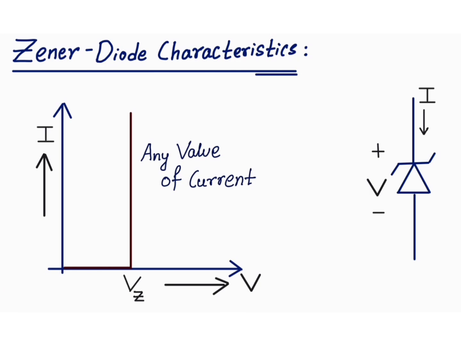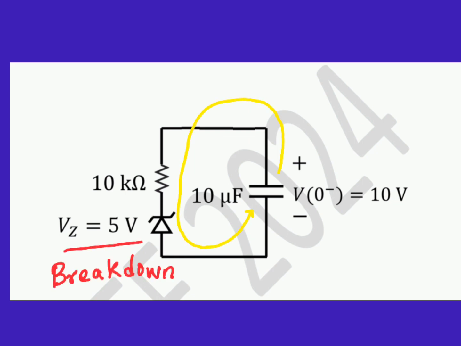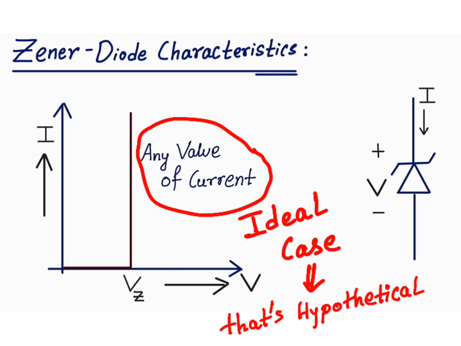As soon as the voltage across this Zener diode reaches Vz, then current can flow and the capacitor will discharge through the resistor, and the current will also flow through the Zener diode. And as per the characteristics given, if the voltage across the Zener diode is equal to Vz, then any value of current can flow through the Zener diode.